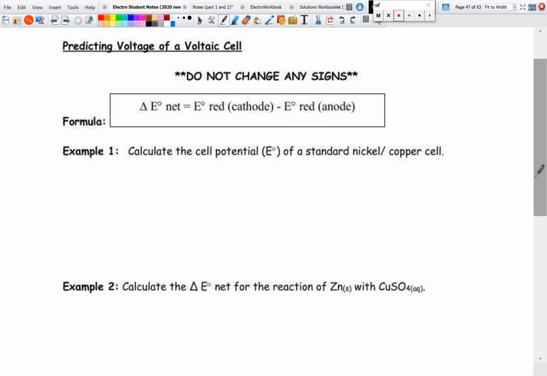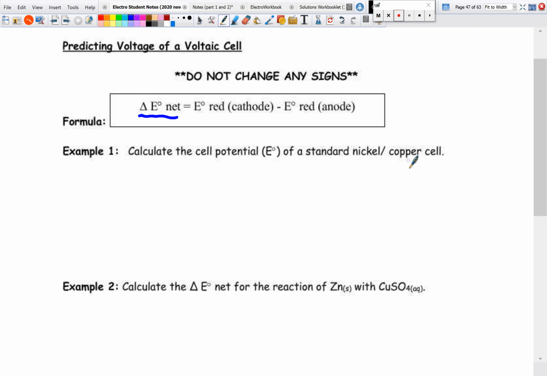So in order to predict the voltage of a voltaic cell, we have this right here. This is the potential of the cell, delta E naught net. We take the reduction potential of the cathode and we subtract the reduction potential of our anode. So all we need to know is which one is our cathode and our anode, and we can figure it out. So for example, calculate the cell potential, E naught, of the standard nickel copper cell.